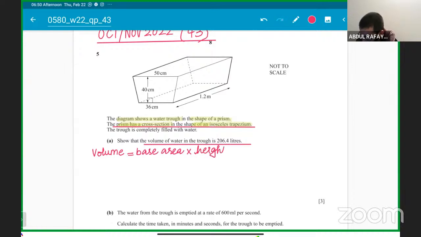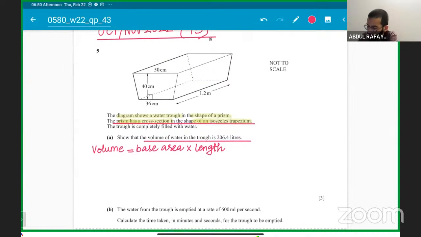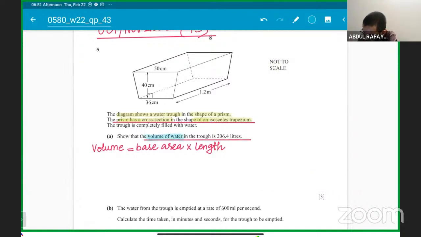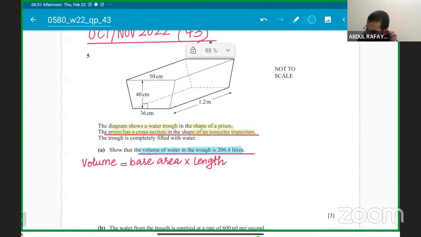Is everyone getting it with me? It's the base area into the height, or you can call it the length. So what you need to understand is that to get the volume of this thing, we basically need to find the area of the base, which is the trapezium.